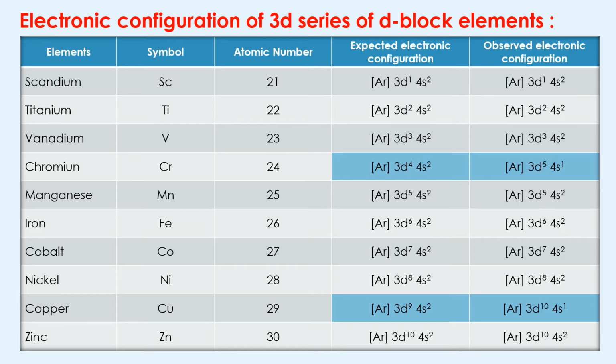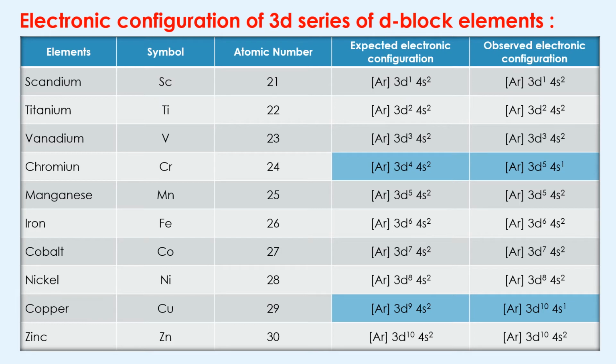Now see chromium. Chromium symbol is Cr, capital C, small r. Atomic number is 24. Expected electronic configuration is argon 3d4 4s2. This is our expected one, but that is not observed. The observed is argon 3d5 4s1. Then comes manganese, symbol Mn. Atomic number is 25. Expected electronic configuration is argon 3d5 4s2, and observed is also the same.